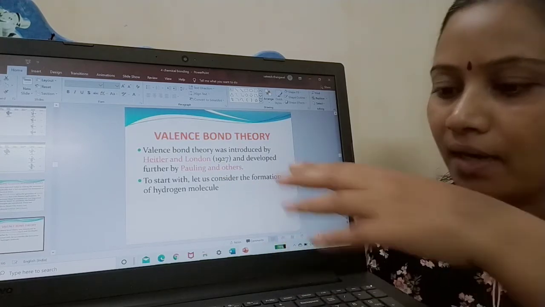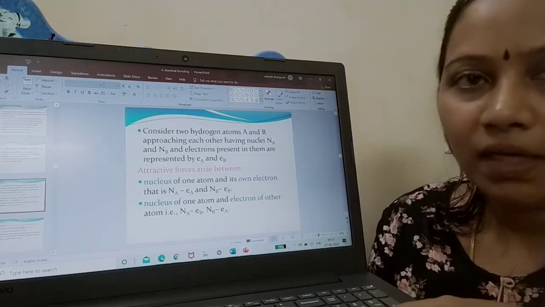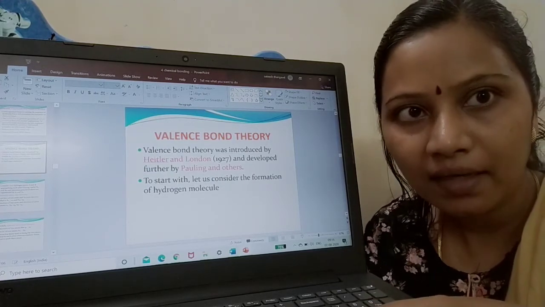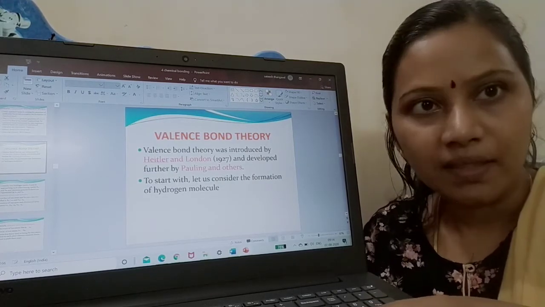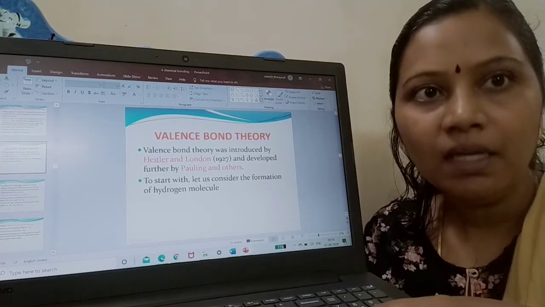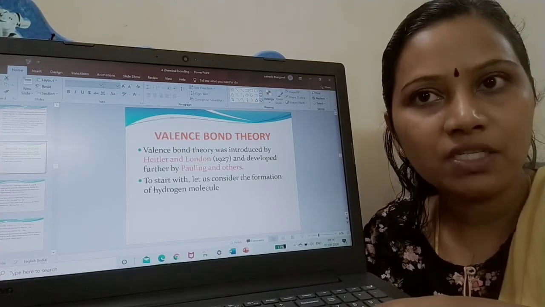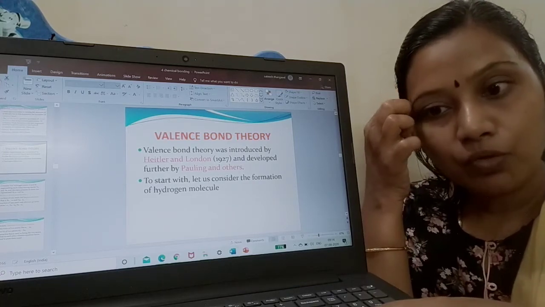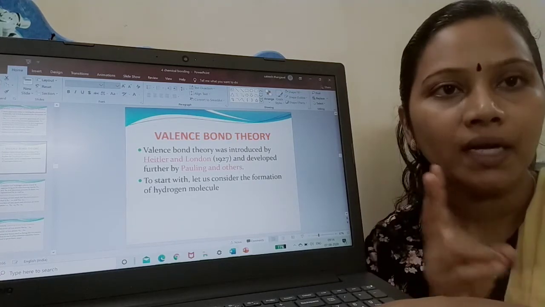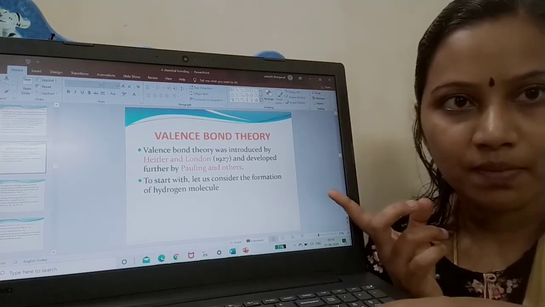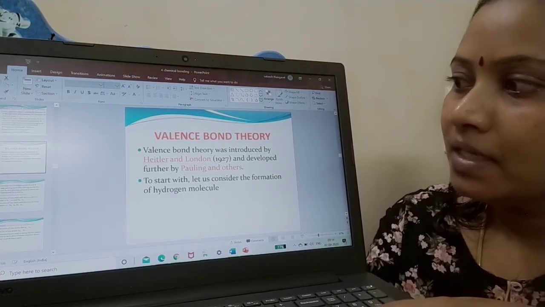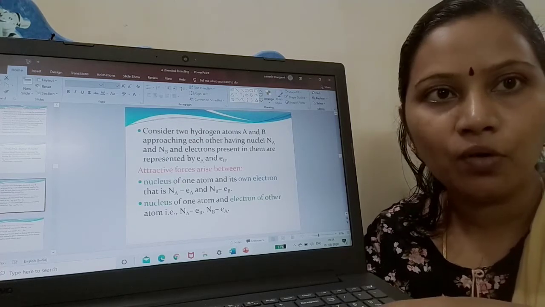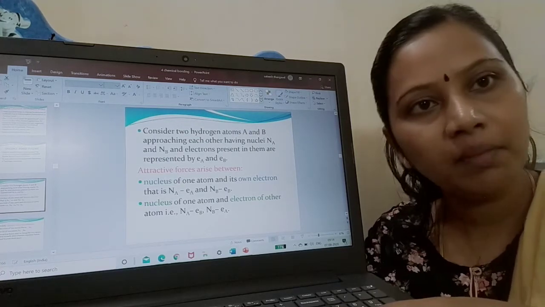We have to start with the formation of the hydrogen molecule. Now I am explaining valence bond theory, which comes under quantum theory. In order to overcome the limitations of the Lewis dot and VSEPR models, we have moved to the quantum mechanical model. Under it, I am going to explain valence bond theory, taking the example of the formation of a hydrogen molecule from hydrogen atoms.